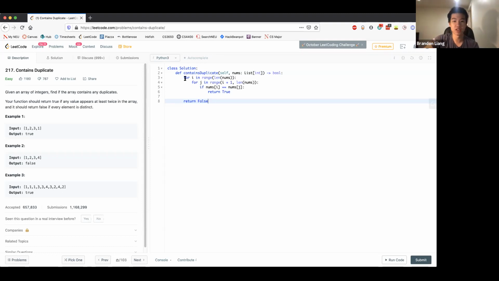Because this loop would run n times, and then for each time, this loop would also run n minus 1 times on the current index, so it would be n squared. Okay, yeah, couldn't remember that one. So what would be the space complexity of this? Oh, yeah, I think Liam.